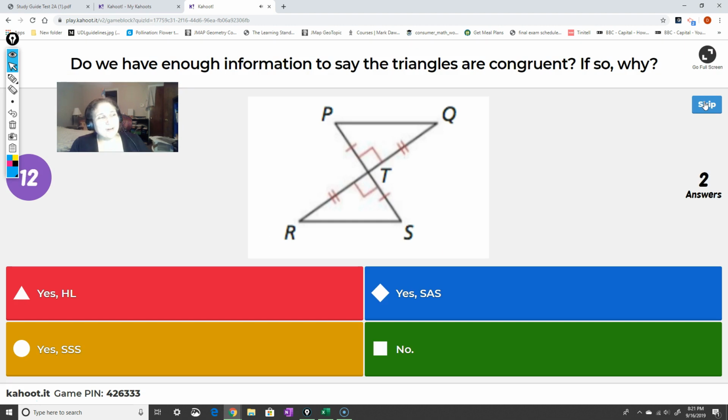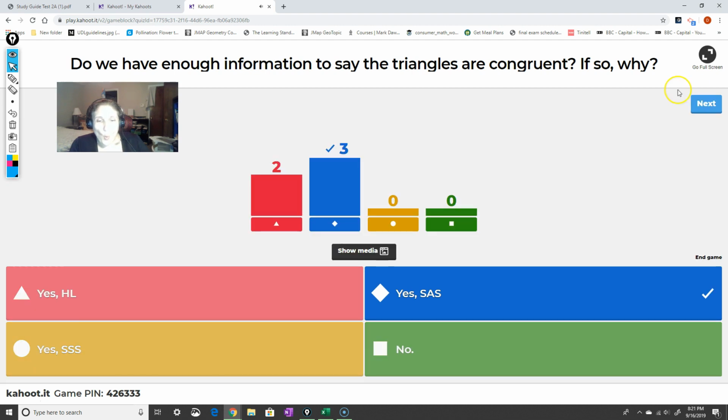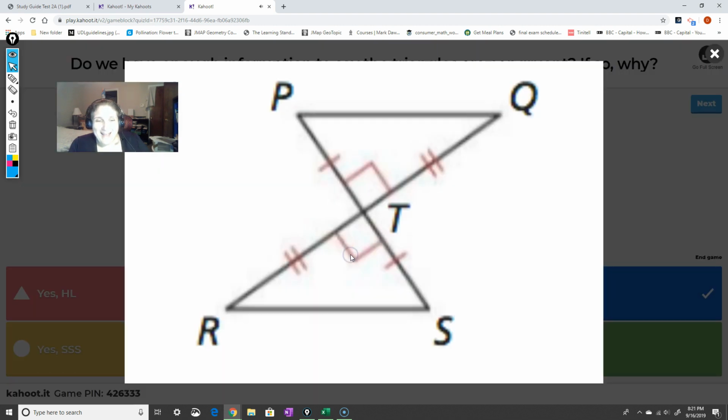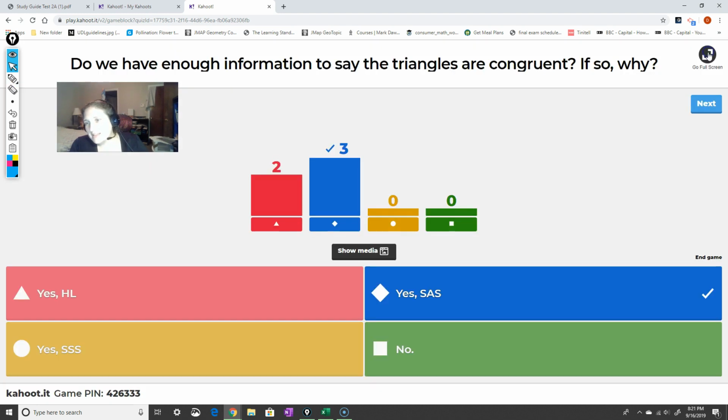Ooh, here's a good trick one. Do you have right angles? Yes. Do you have the hypotenuses? Yay! Angle, check. Sides, check. No hypotenuse, so this is side, angle, side.